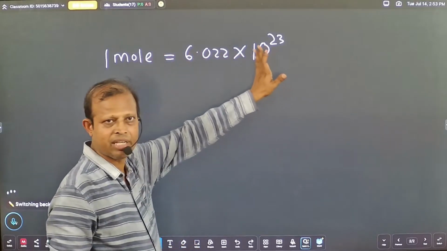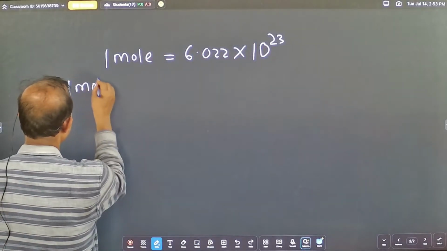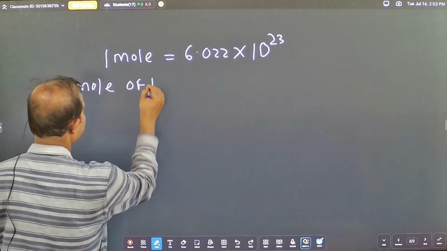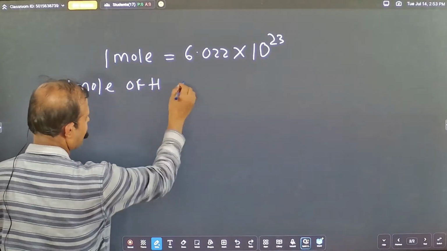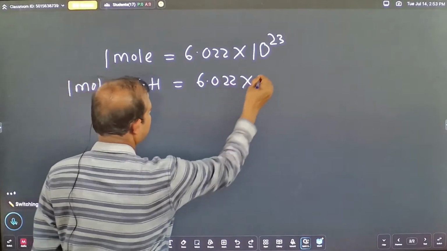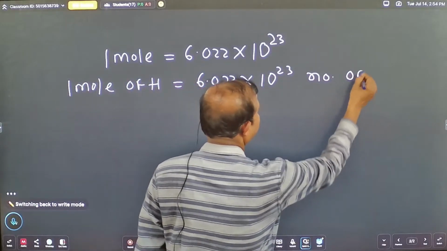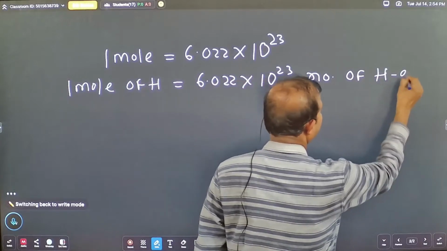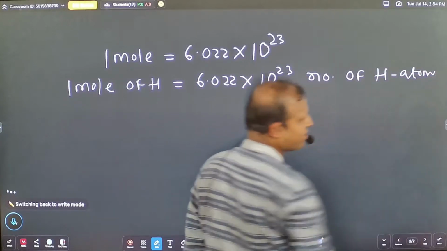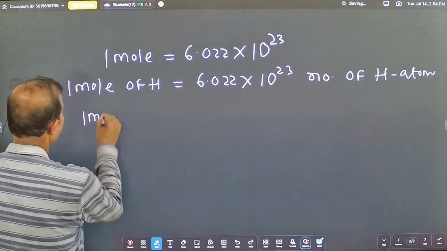If I say 1 mole of hydrogen atom, so what does it mean? 1 mole of hydrogen atom, H, means 6.022 into 10 to the power 23 number of H atoms. Understood?